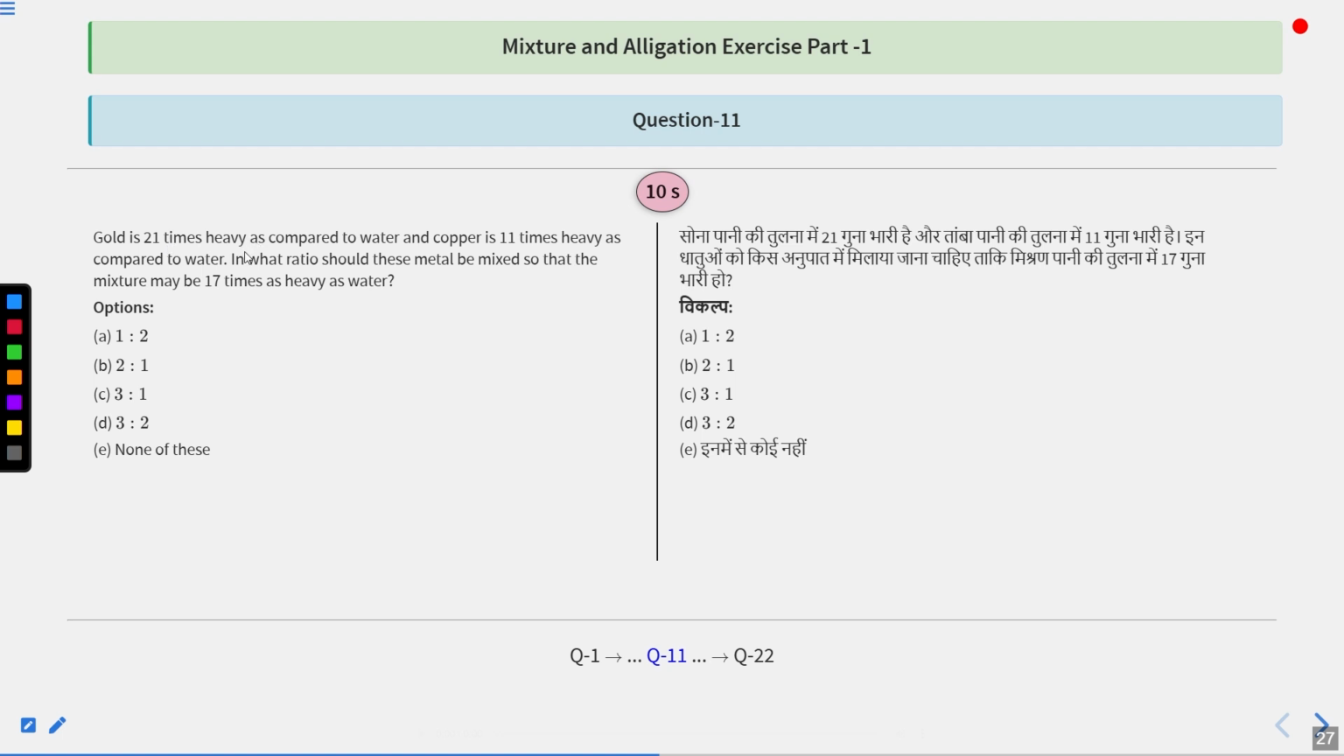Gold is 21 times as heavy as water, and copper is 11 times as heavy as water. In what ratio should these metals be mixed so that the mixture may be 17 times as heavy as water? You have 5 options and 10 seconds to analyze the question. Your time starts now.